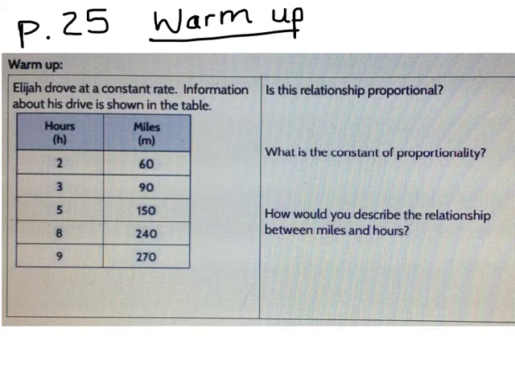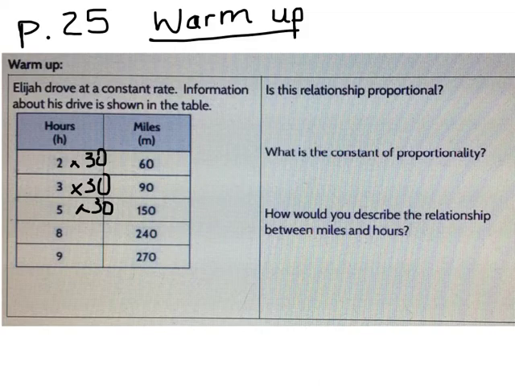If Elijah drives 60 miles in 2 hours, what is the rate? If Elijah drives 60 miles in 2 hours, he's driving at 30 miles per hour, because 2 times 30 is 60. Let's find the rate for 3 hours and 90 miles. If Elijah drives 90 miles in 3 hours, what's his rate? Well, 3 times 30 is 90, so the rate is still 30. Let's try 5 hours and 150 miles. If Elijah drives 150 miles in 5 hours, what's the rate? It's still 30, because 5 times 30 is 150.